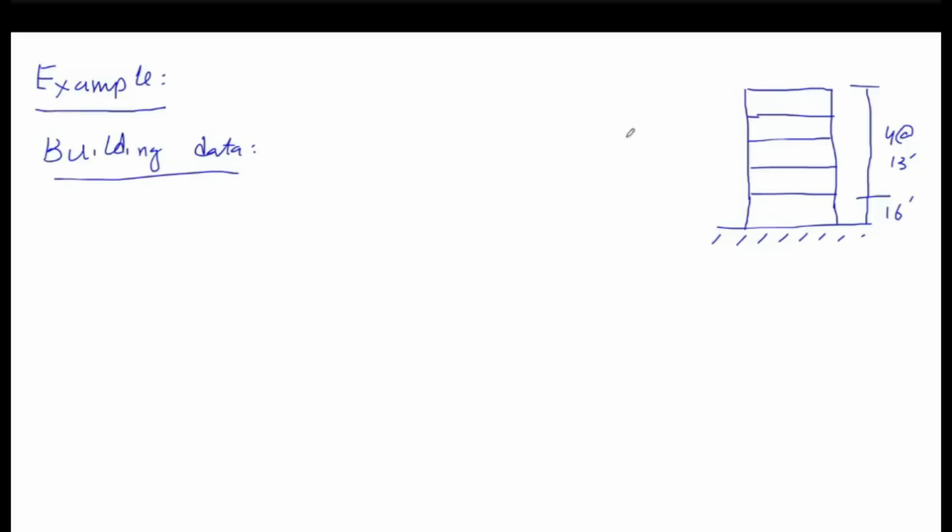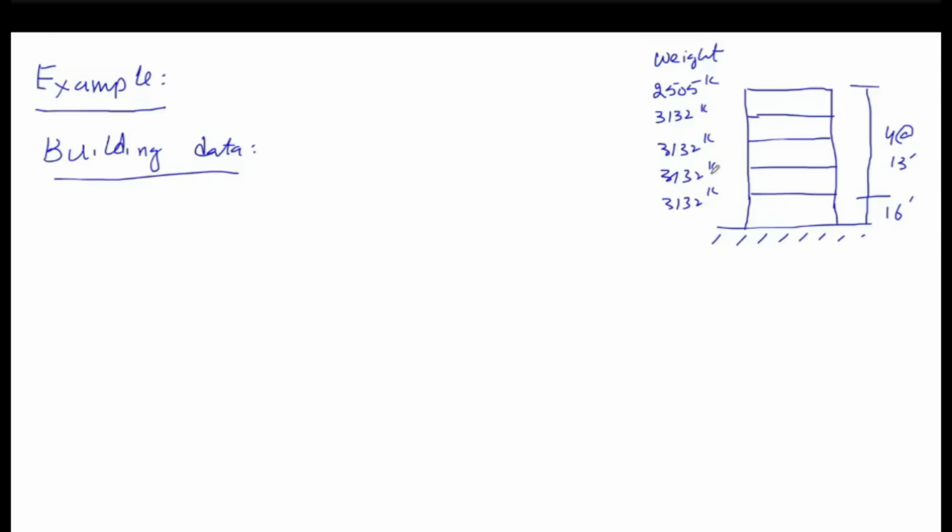The mass or the weight of each floor, the seismic weight, is 2505 kip on the roof, and on the rest of the floors it's 3132 kip. The seismic weight on each floor typically represents the dead weight as well as a portion of the live load.